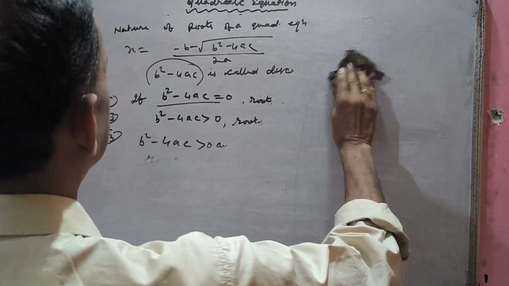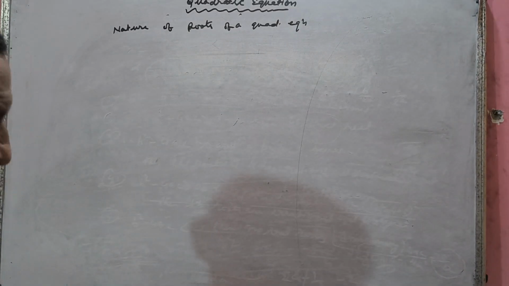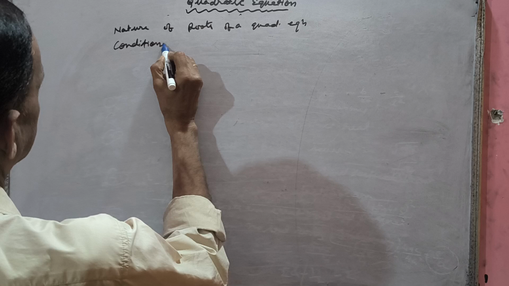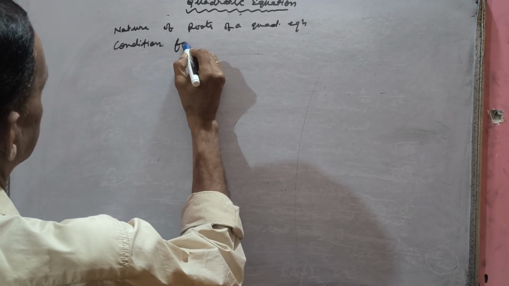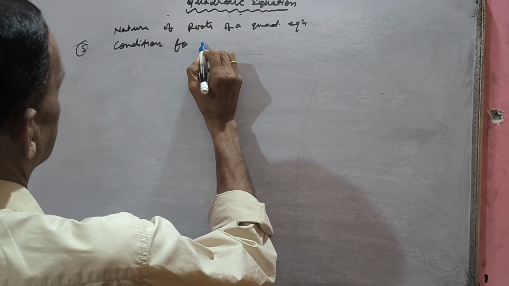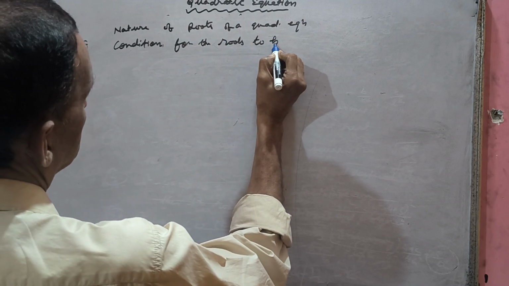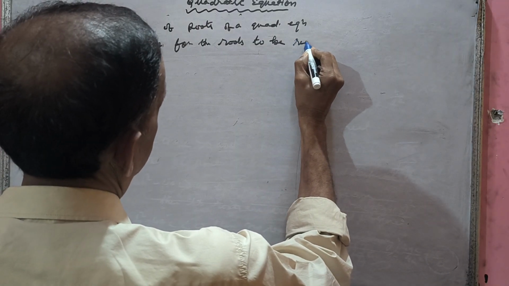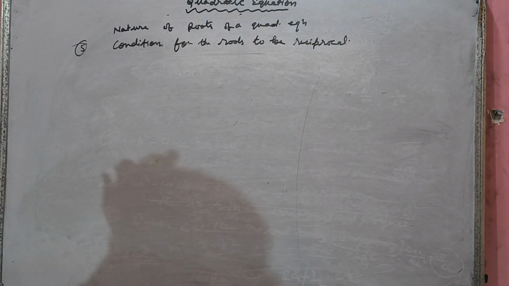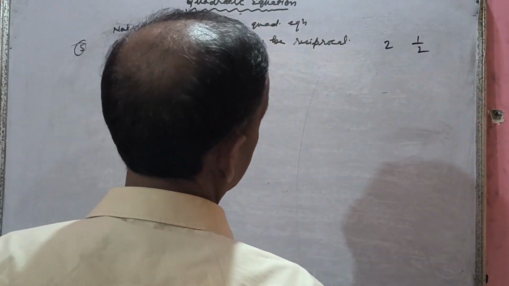Now some more important conditions you need to find. Let's suppose number 5: condition for the roots to be reciprocal. On what condition are the roots of a quadratic reciprocal? Understood? If one is 2, then the other should be 1 by 2, like that.